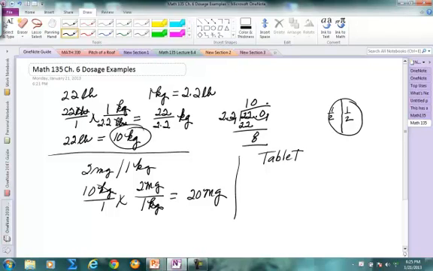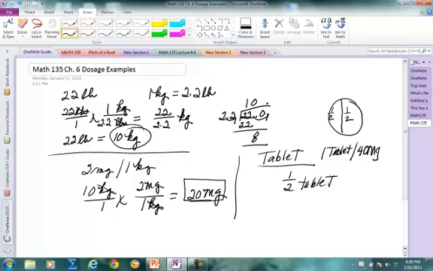So let's say that the tablet says that for 1 tablet, it will have a value of 40 milligrams. Well, we just found out that this dog needs 20 milligrams. So we know that 40 would be twice as much as would be needed. Therefore, the dog would need 1/2 of a tablet. Now we found it needs 20 milligrams.